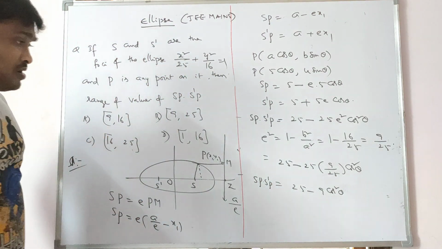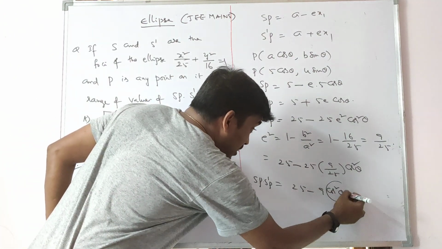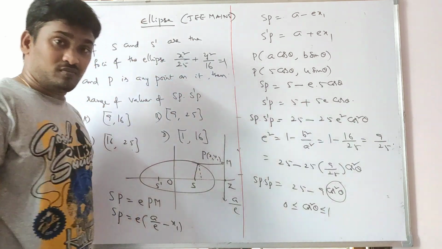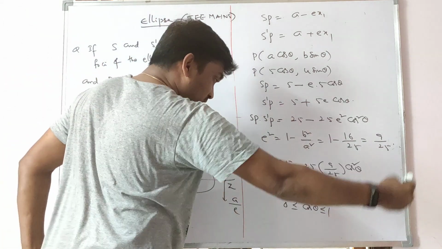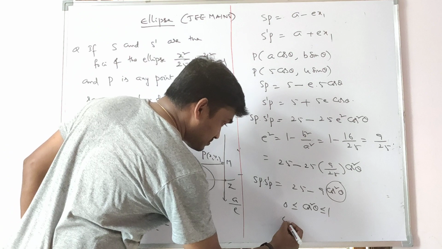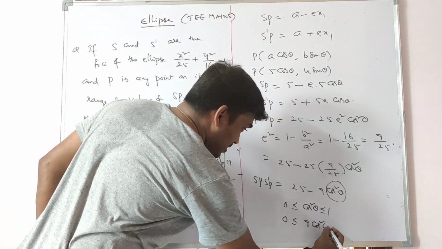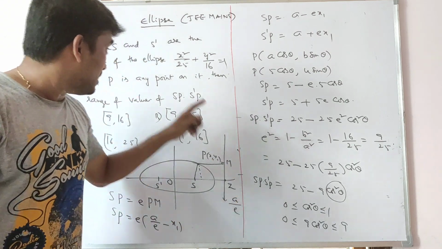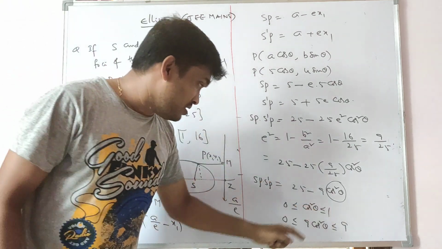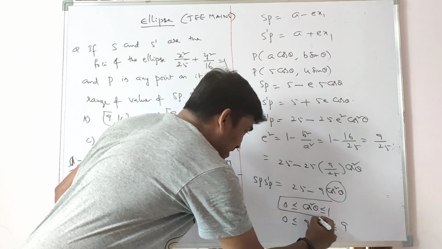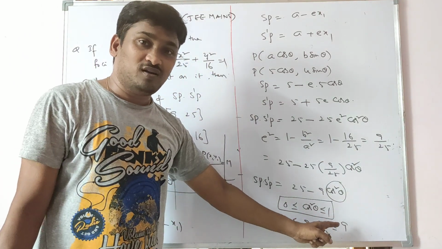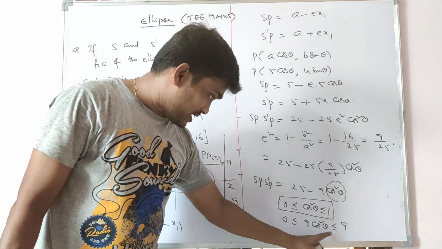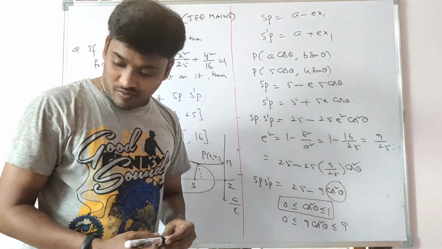What is the range of cos square theta? That is 0 less than or equal to cos square theta less than or equal to 1. Now, multiply with 9: 9 cos square theta less than or equal to 9. Here, this is not sufficient. I am cutting here. Range of cos square theta is 0 to 1. And multiply with 9 on both sides, then again multiply with minus. What is the result coming?